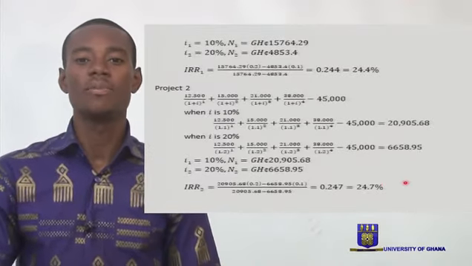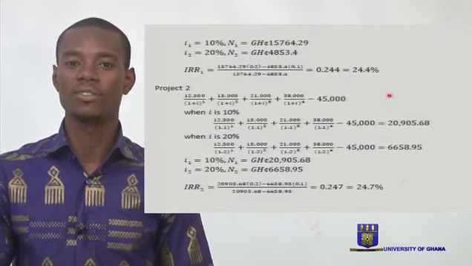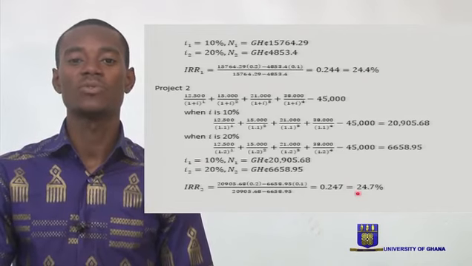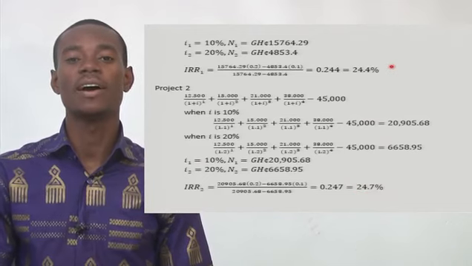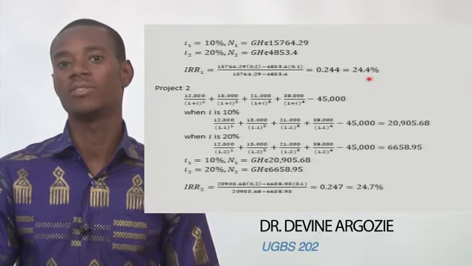Now here, the point is, I will choose the one that has the least interest, given this case. So 24.4% and then 24.7%. Your decision or your choice based on the IRR technique would be to choose this interest rate, right? Because it has the least interest rate.